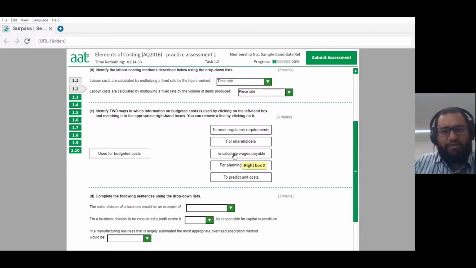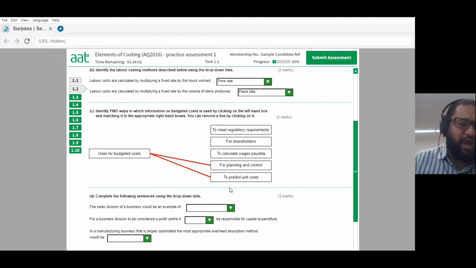No. To calculate the wages payable, why would you want to use the budgeted cost? Because the wages payable is going to be already incurred. Therefore, that cost must be already paid or calculated, and it should be already available for that one. But the budgeted costs are something we can use to plan and control our future cost, and also to predict the unit cost for my productions. Okay, so these are the two possible answers, because if you look at these three, these are not something they will be interested in with your budgeted cost, but these two will be the most suitable answers here.